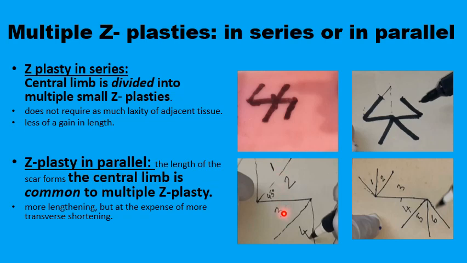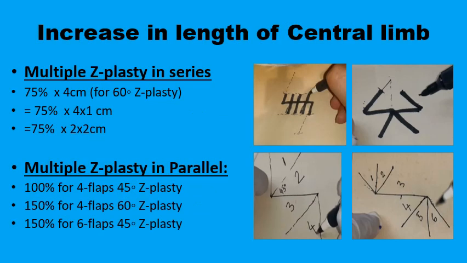In the other version, the in-parallel type, the central limb remains the same, but now you have, based on that central limb, two sets of the Z-plasties, one with the 90 degrees and the other with the 45 degrees. You actually have four flaps here that are going to be transposed, and this will give maximum extension of the central limb. You can do a 4-flap or a 6-flap if that is required, and you can vary the angle at the apex as well. How much can you increase the length of the central limb with multiple Z-plasties?